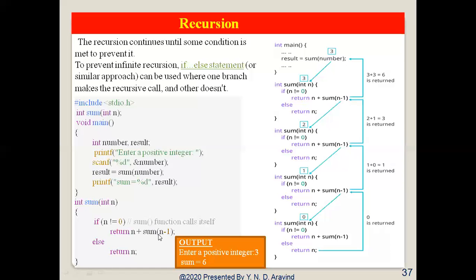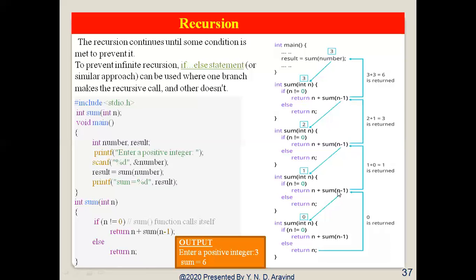So again it will come here. So here it will be 3 plus 2 plus sum of 1. So 1 is not equal to 0. Again it will come, so it will be 1 plus sum of n minus 1. n minus 1 is 1 minus 1, which is 0. Since it is equal to 0, it will return back. Once it returns back, it returns the value of 0.